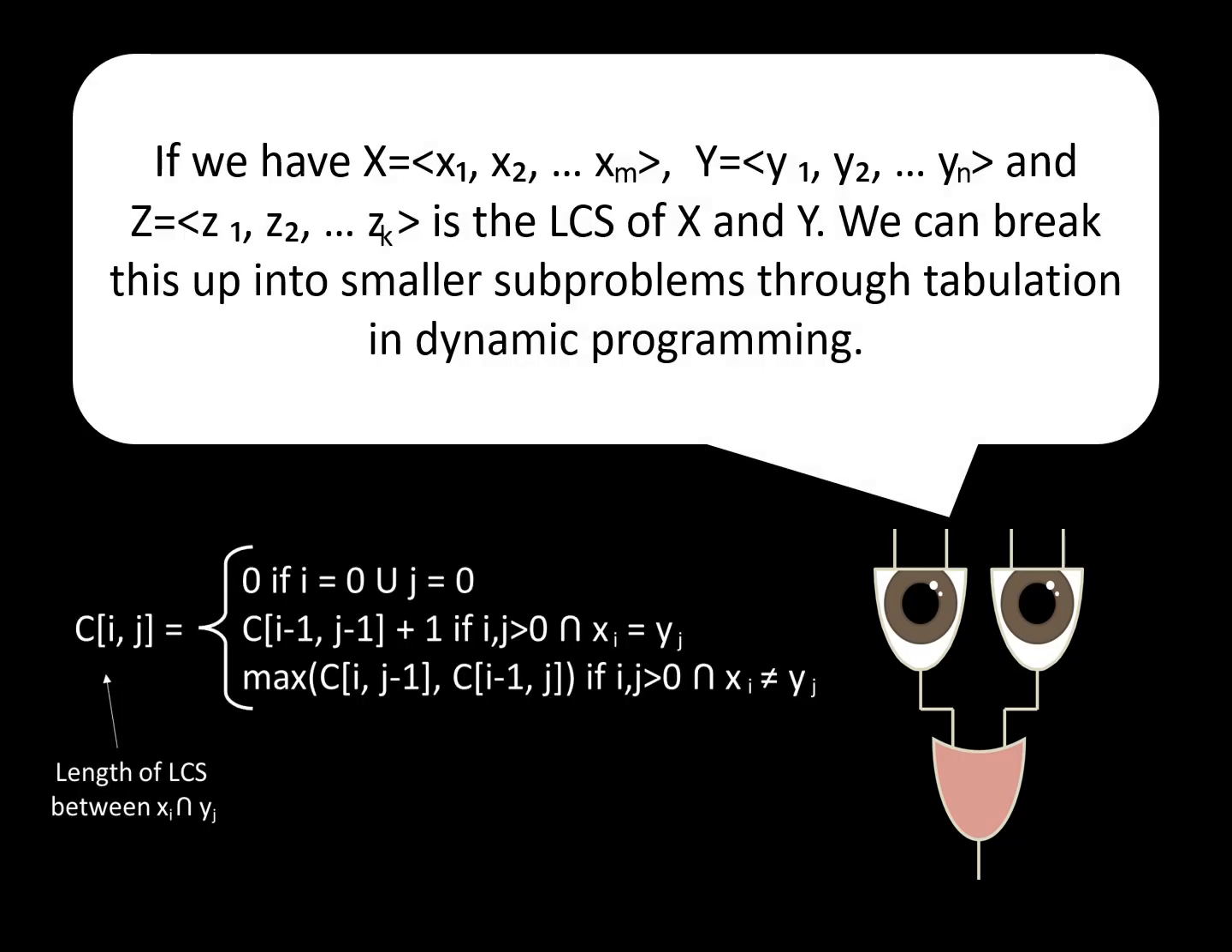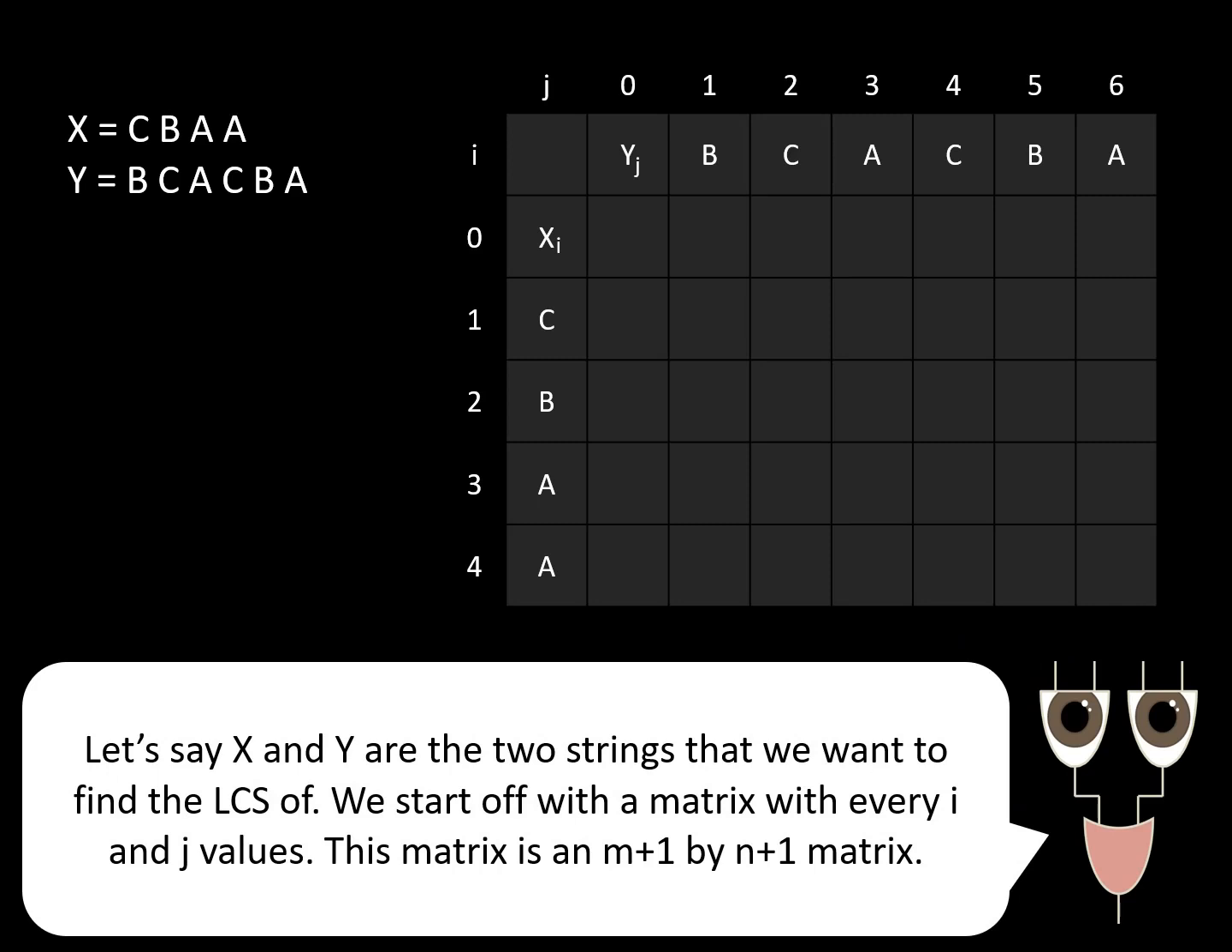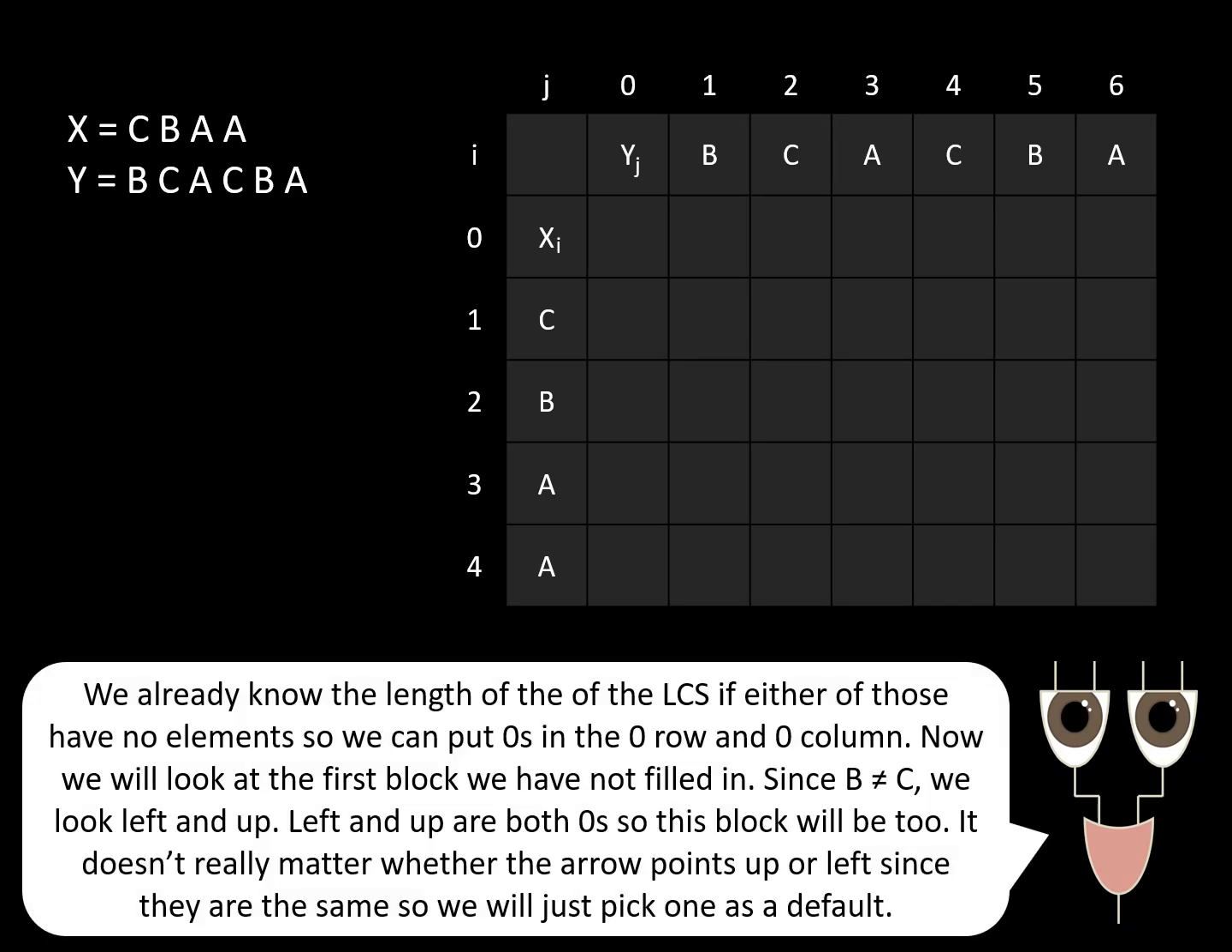If we have X equals x1, x2, x3 up to xm, and Y equals the sequence y1, y2, etc. up to yn, and Z is the subsequence z1 to zk, is the LCS of X and Y, we can break this up into smaller subproblems through tabulation in dynamic programming. Let's say X and Y are two strings that we want to find the LCS of. We start off with a matrix with every i and j value. This matrix is an n plus 1 by m plus 1 matrix. We already know the length of the LCS if either of those have no elements, so we can put zeros in the 0 row and 0 column.